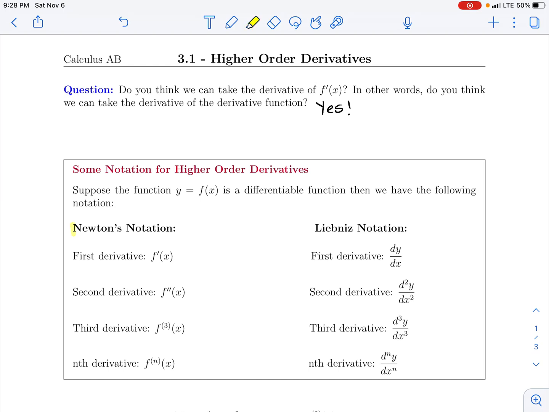Okay, so on the left you see that we have Newton's notation. So of course we know f prime of x is the first derivative. For the second derivative, we say f double prime. And then for the third derivative, we have this notation here where we get these parentheses and then write the number.